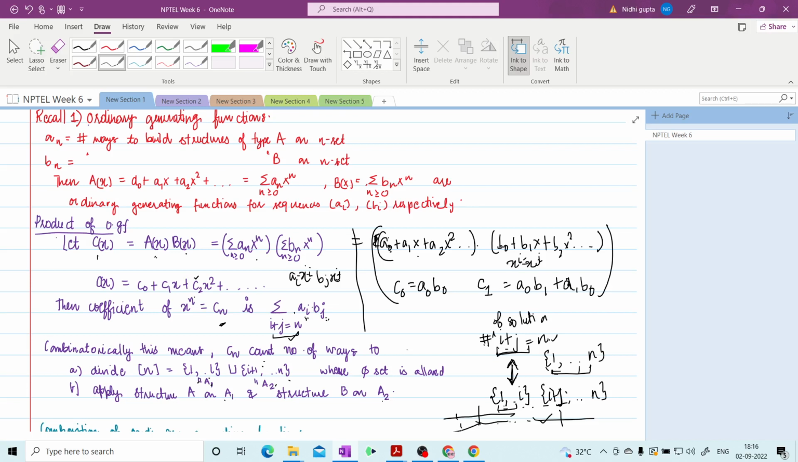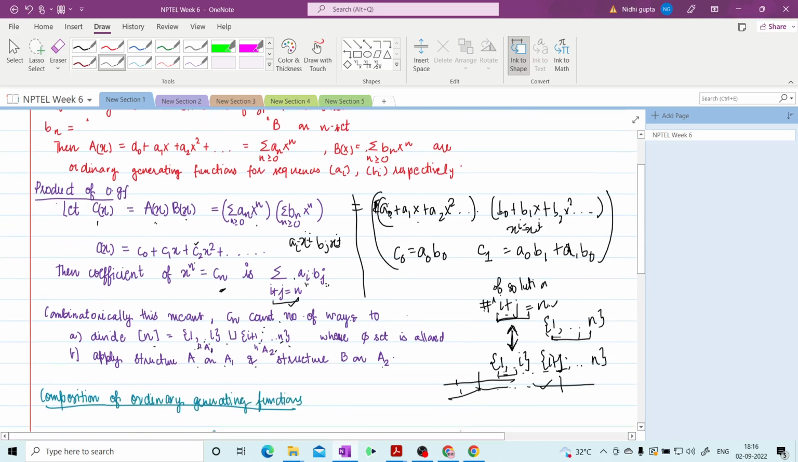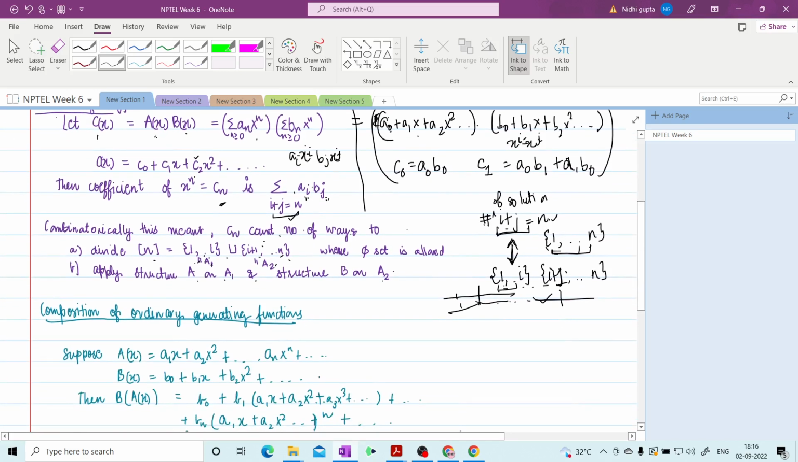our second set a2. So combinatorially, the product of two ordinary generating functions is calculating the following. If a_n is the number of ways to build structures of type A on an n set, and b_n is the number of ways to build structures of type B on an n set, then c_n is counting the number of ways to first divide this n set into two intervals, say 1 to i and i plus 1 to n, and then apply structure A on the first interval and structure B on the second interval. So this is our product.